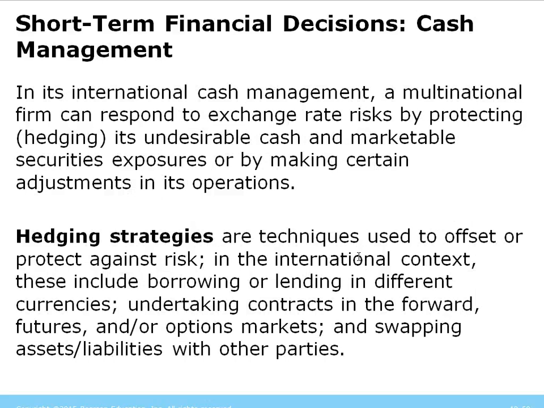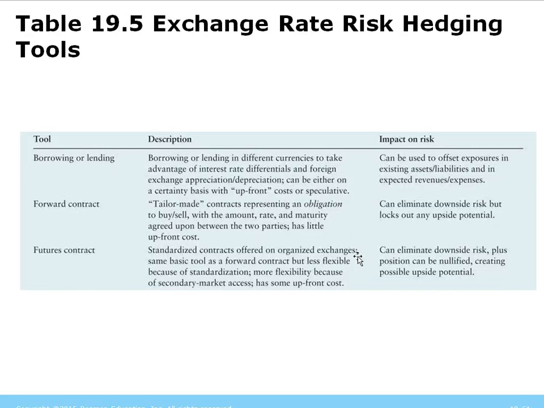Now, in international cash management, international firms can respond to exchange rate risks by hedging. Hedging and protecting are the same thing: protecting yourself from loss by hedging your positions. Hedging strategies and techniques are used to offset or protect against risk, and the risk is really the change in value of a currency. So in the international context, this means borrowing or lending in different currencies, undertaking contracts in the forward, futures, or option markets, and swapping assets and liabilities with other parties to help protect yourself from these risks.